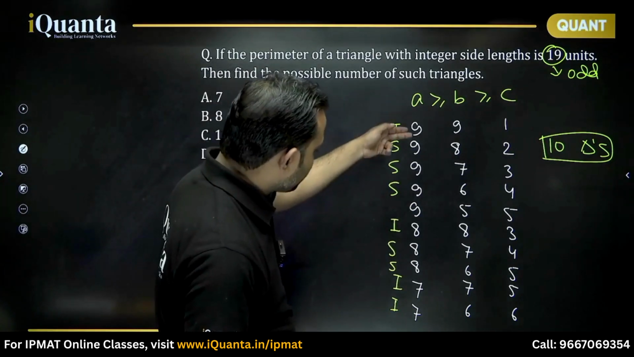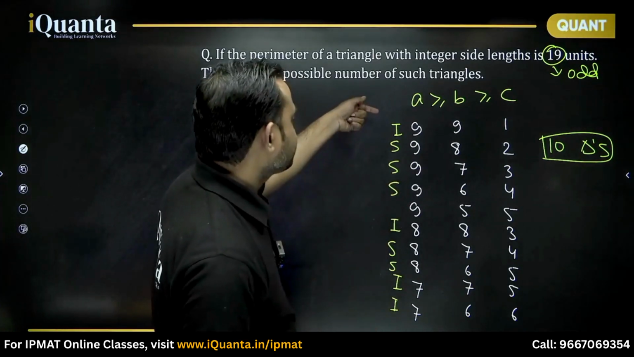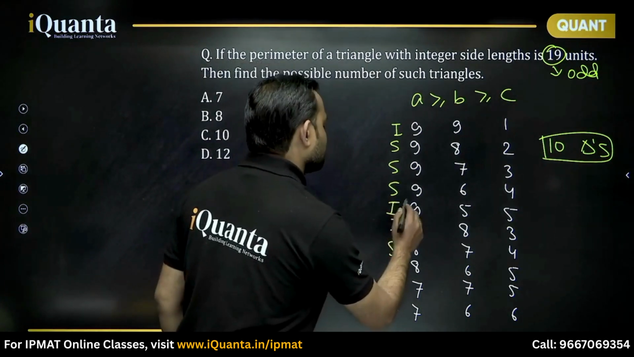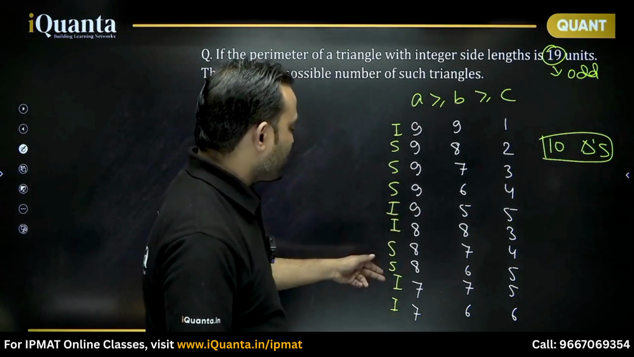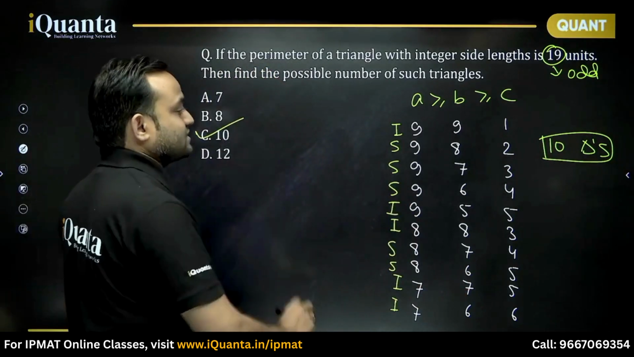Is this total 9? 5 and 5, 10. One second, let me check. 1, 2, okay, this one I missed, this one is also isosceles. So 1, 2, 3, 4, 5: 5 isosceles, 5 scalene, total 10 triangles.